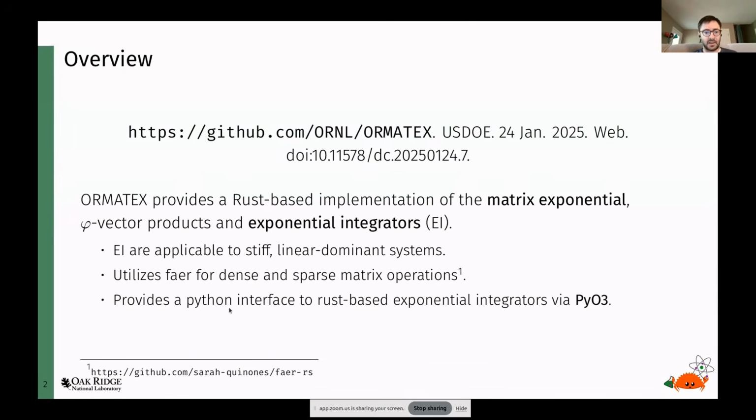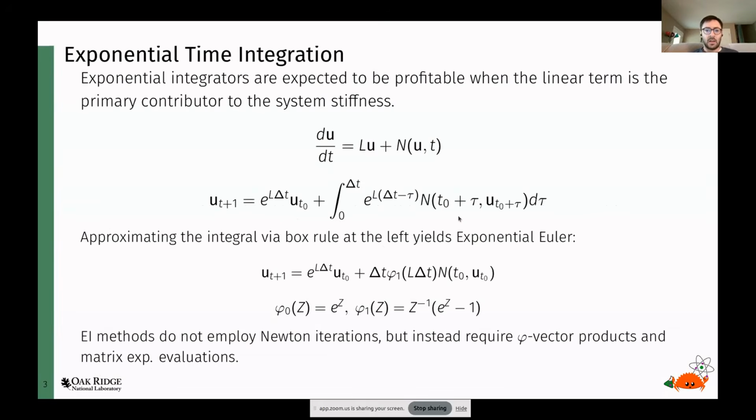And we provide a Python interface that is also a work in progress to all of our Rust-based exponential integrators via PyO3, which allows you to utilize these exponential integrators from Python if you're not too familiar with Rust. It also allows you to express the dynamics, or the right-hand side of your PDE or coupled system of ODEs, in Rust or JAX, but then also leverage the Rust integrators for the time stepping.